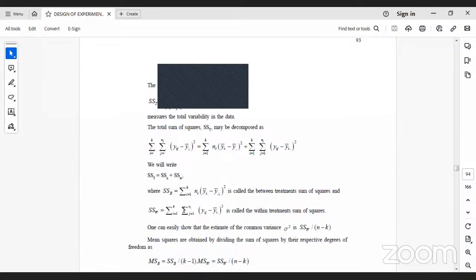SSB is equal to summation of i equal to 1 to k, n i times y bar i minus y bar whole square, is called the between treatment sum of squares. SSW is equal to summation of i equal to 1 to k, summation of j equal to 1 to n i, of yij minus y bar i whole square, is called the within treatments sum of squares.